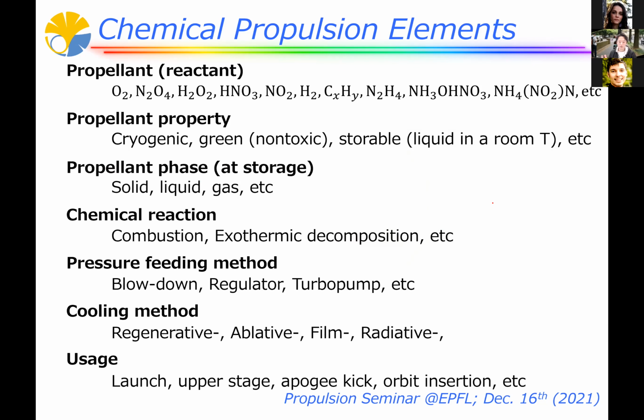And also pressure feeding methods. There are a lot of methods; as to this, I will talk in more detail later. And also the cooling method. Today I don't have enough time to explain the cooling method, but for chemical propulsion, we treat very high temperature gas, and this cooling method also becomes very important. And finally, usage for what? Launch, upper stage, apogee kick, orbit insertion, or satellite attitude control. So depending on the usage purpose, there are a lot of types of thrusters.